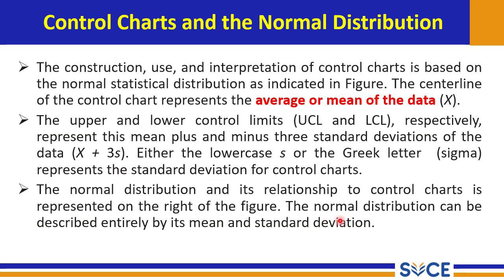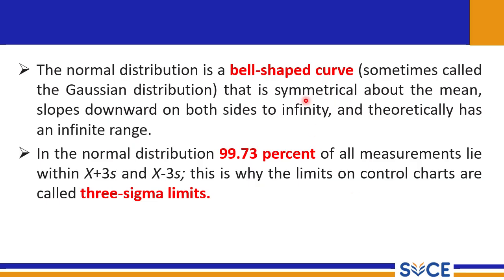The normal distribution and its relationship to the control chart is represented in the figure. A normal distribution is described entirely by its mean and its standard deviation. The normal distribution is a bell-shaped curve that is symmetrical about the mean, slopes downwards on both sides to infinity, and theoretically extends to infinity. In the normal distribution, 99% of all measurements fall within x plus 3s and x minus 3s. This is why the limits on control charts are called 3 sigma limits. So usually it is called 3 sigma limits.